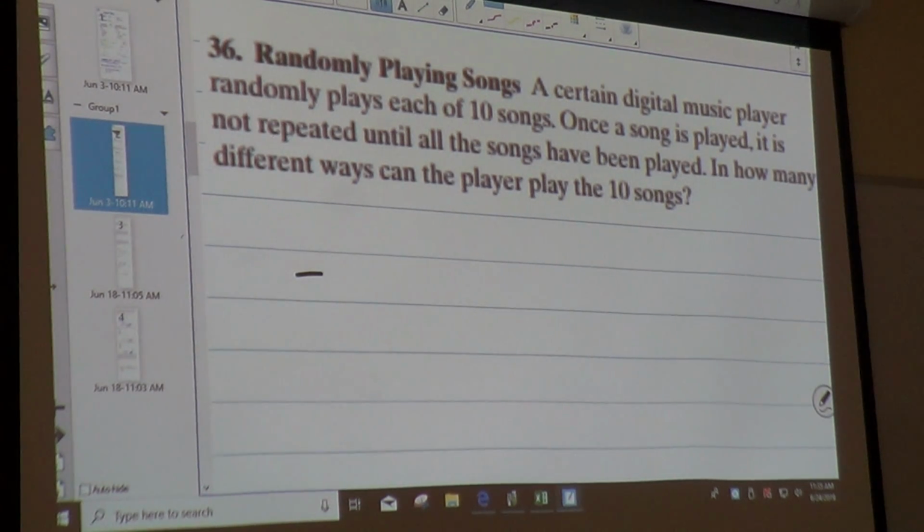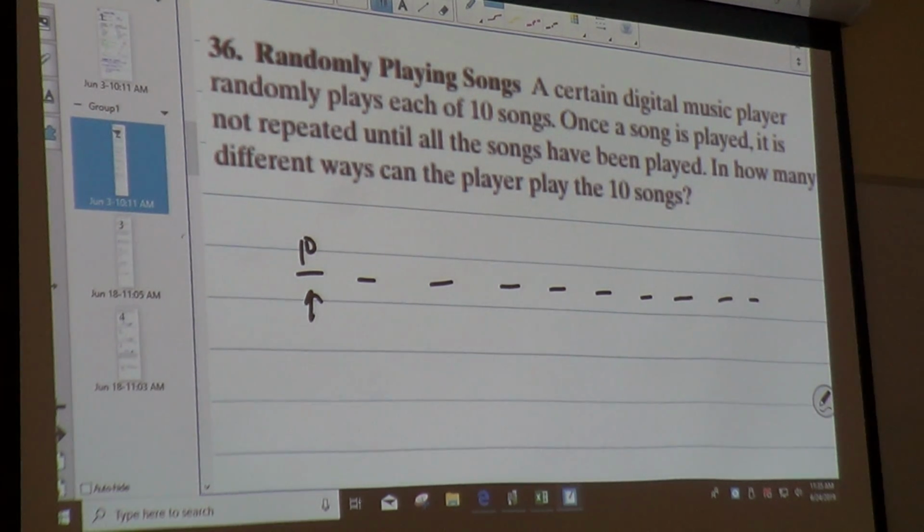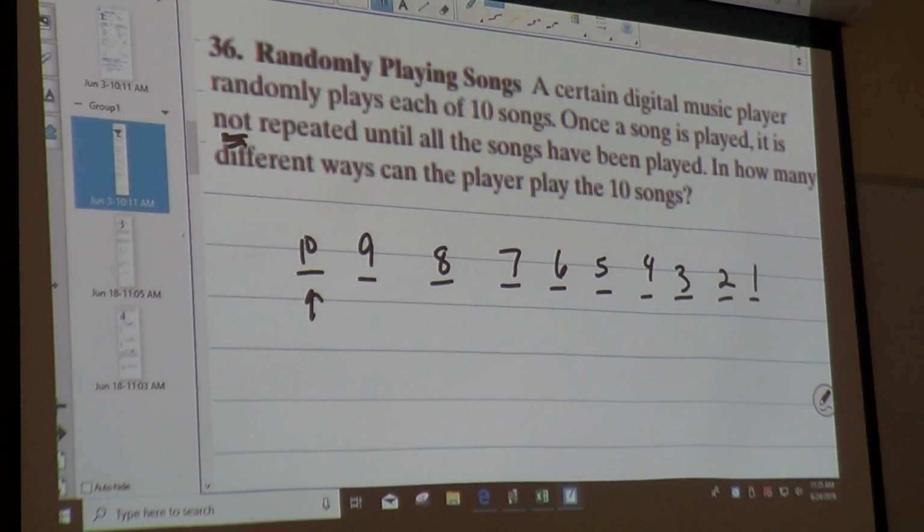And if I do blanks, 1, 2, 3, 4, 5, 6, 7, 8, 9, 10, how many choices do I have for that first song? 10. How many choices do I have for the second song? 9. It is not repeated, so you have 9. How many do I have for the next song? 8. So that will be 10 factorial.